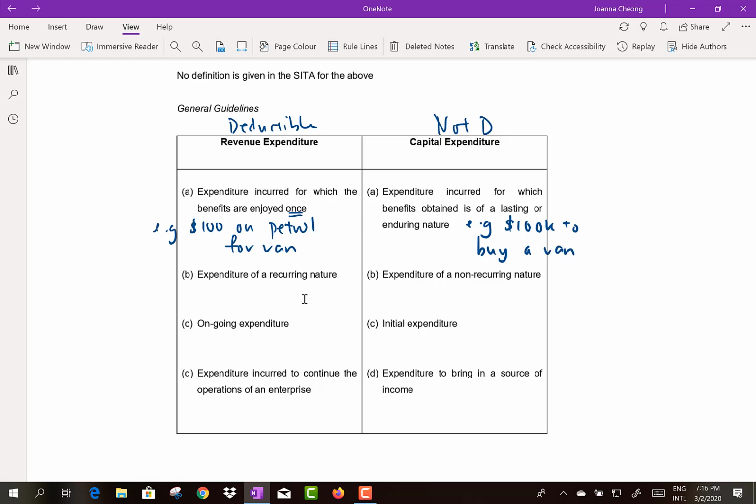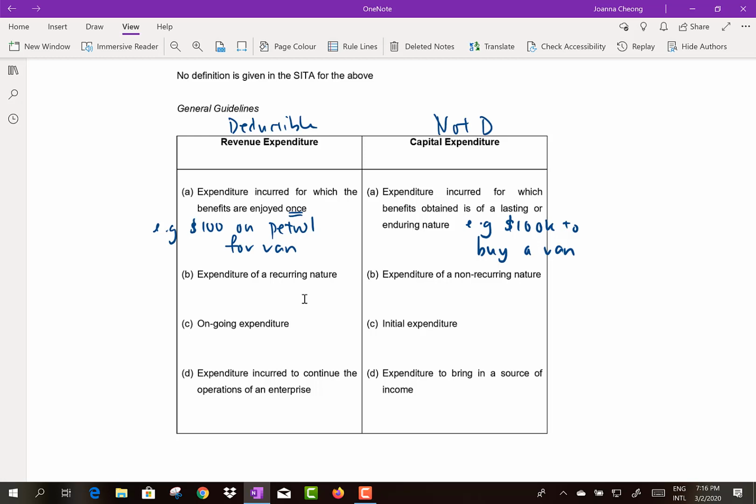The benefit is what? You spend $100,000, you got a van, right? You get to use it. So do you think the benefit is long-lasting? Pretty much, because today you buy the van, will you throw it away tomorrow? No. You will hang on to it for the long term. So we say that the benefit when you spend this $100,000 is quite long-lasting. So the $100,000 will be capital in nature, not deductible.